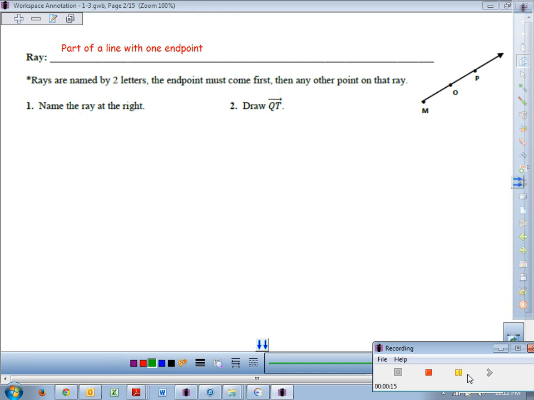And naming a ray is very tricky. It can only be named one certain way. Here's how it's typed out for you. Rays are named by two letters only. The endpoint must come first and then any other point on that ray.